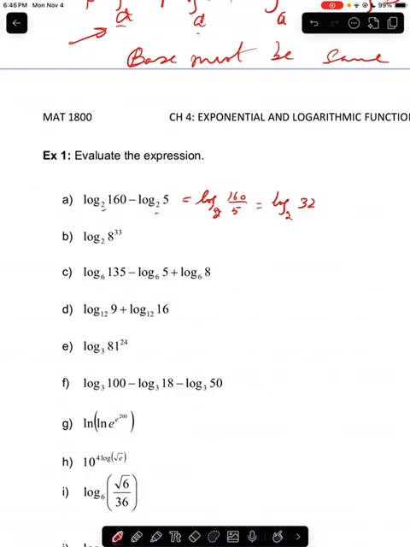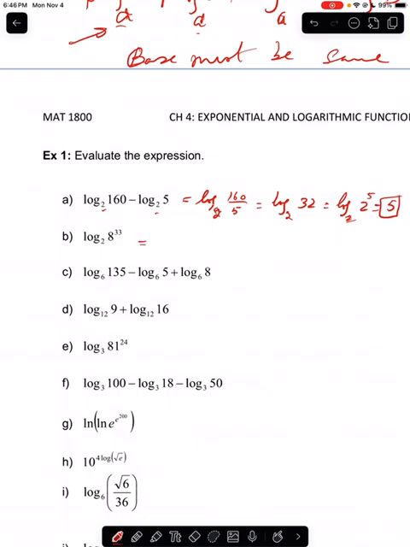Okay. But now how can we do it? So 32 is what? Can I write 32 as a base of 2 to some power? If you recall, this is 2 to the power 5. So then we use the logarithm property, and we get 5 as our answer. Okay, next one.